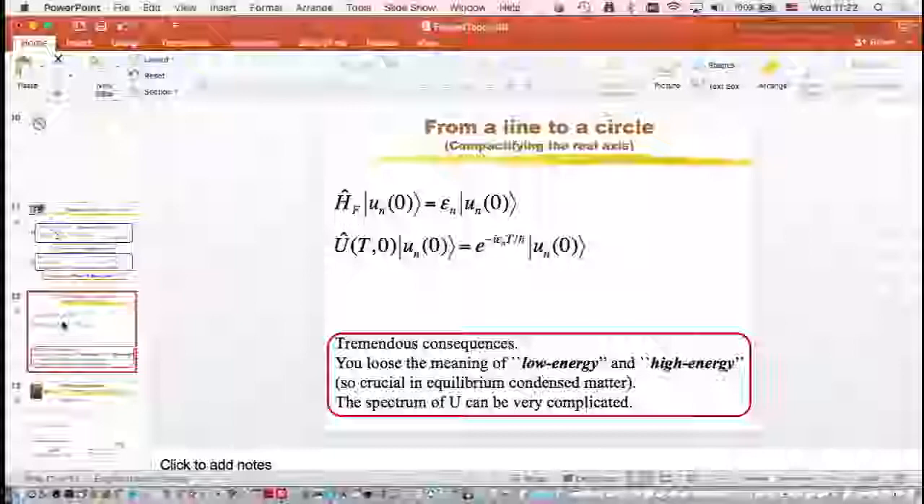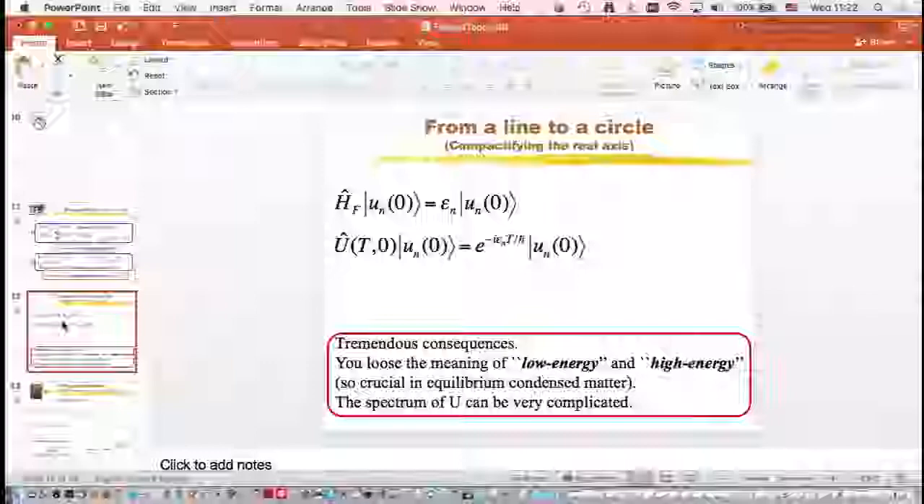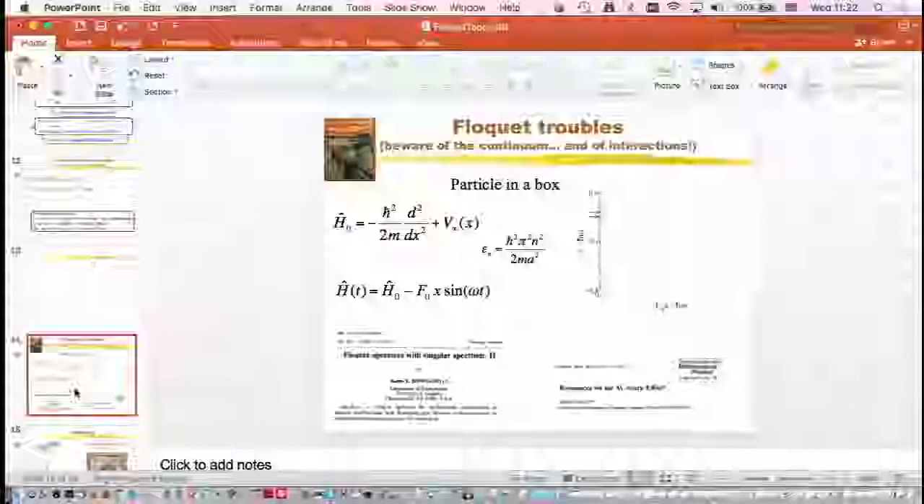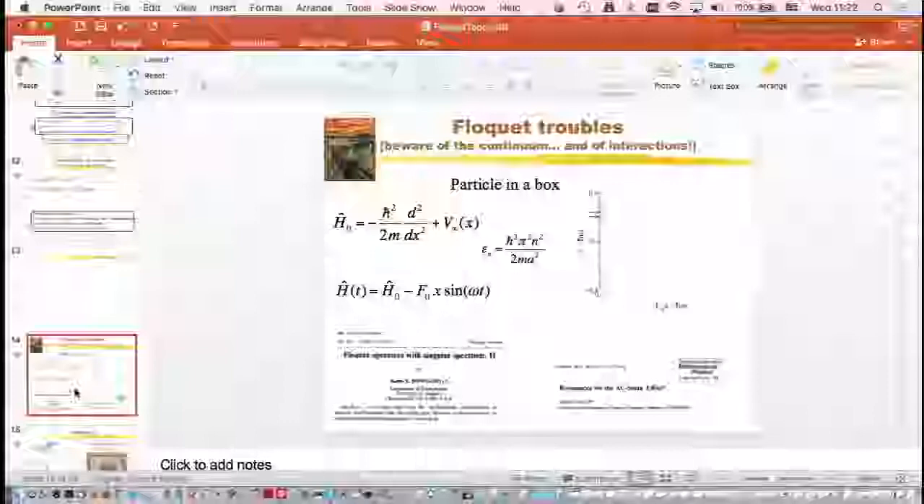In some sense, this makes life a lot more complicated if you are dealing with interactions, for instance, because there is no obvious notion of how to eliminate high energy degrees of freedom. Just to give you a glance of a possible difficulty. In fact, I will show you now a simple case where things can become complicated. But before that, maybe I switch to the board for a while.